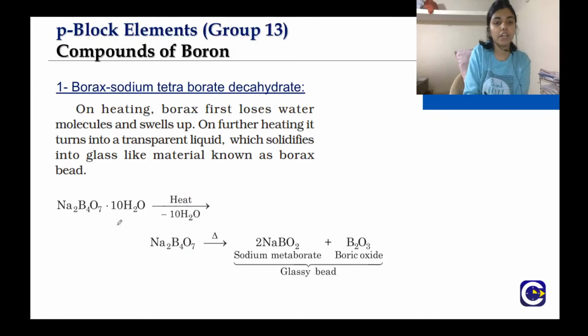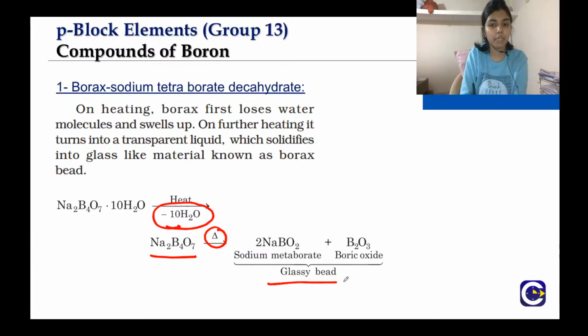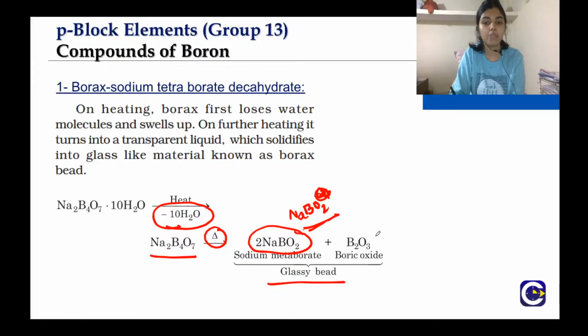Now on heating, first borax loses water. Here you can see that 10 water molecules have been evaporated. So here it becomes Na2B4O7, which on further heating will give you a glassy bead. The glassy bead is a mixture of sodium metaborate, right? BO2 minus is known as metaborate, and when you combine it with sodium, it will give you sodium metaborate plus boric oxide. This combination gives the glassy bead.